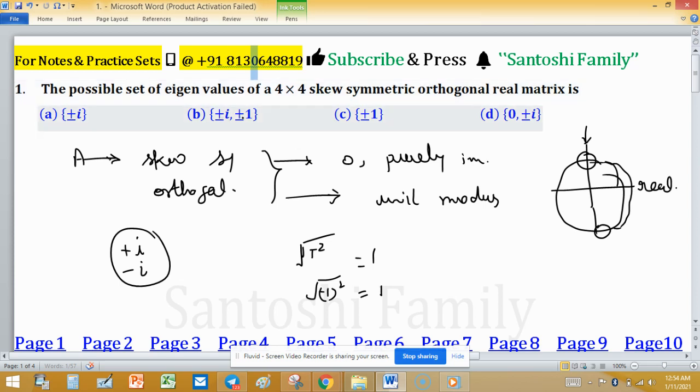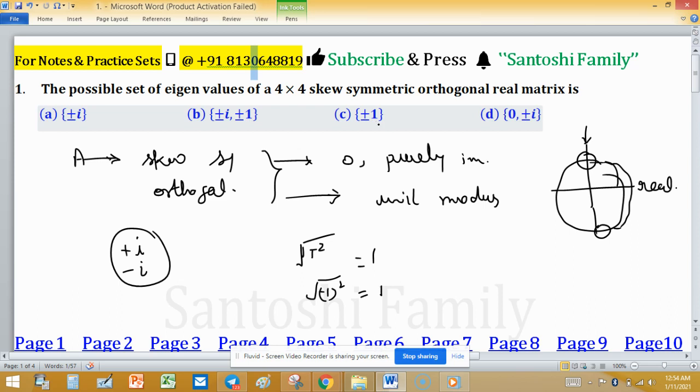In option B, the eigenvalues are purely imaginary as well as real numbers. If it is a skew-symmetric matrix, then plus 1 cannot be an eigenvalue, which must be either 0 or purely imaginary. But here it says plus 1 or minus 1. So this option is discarded by this rule.